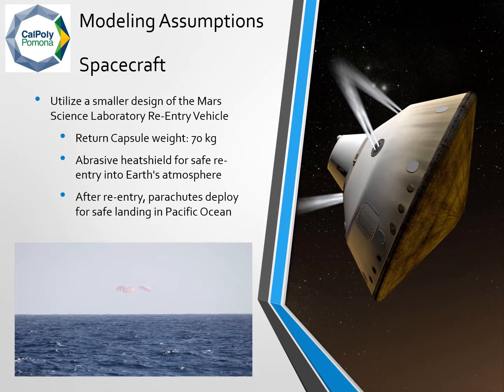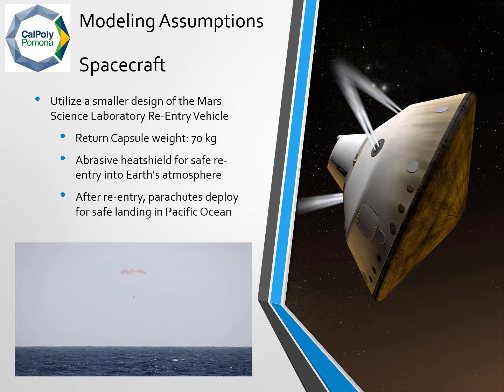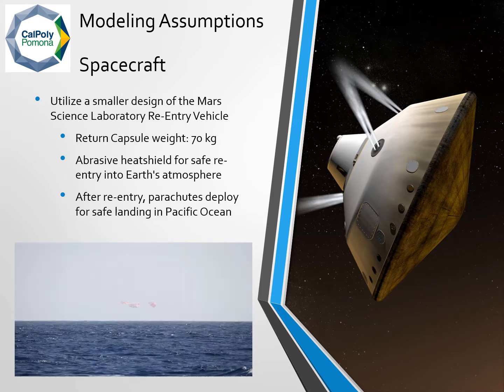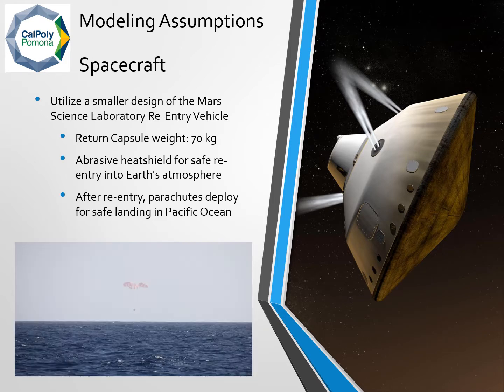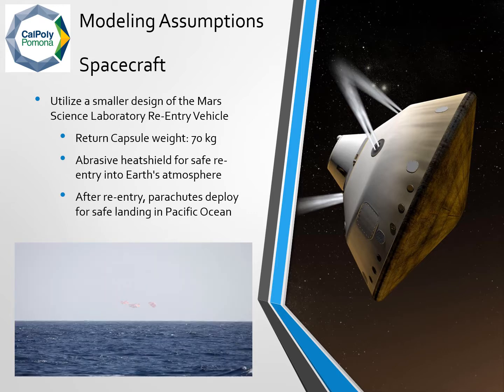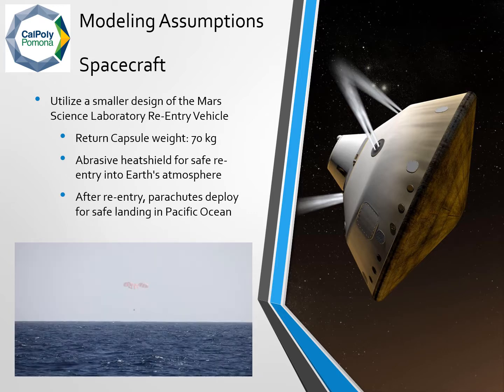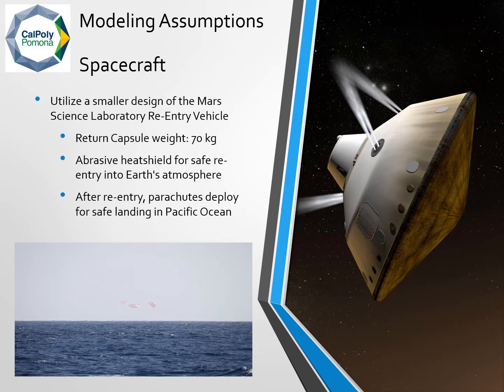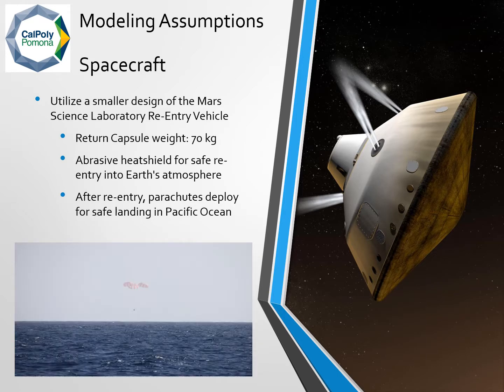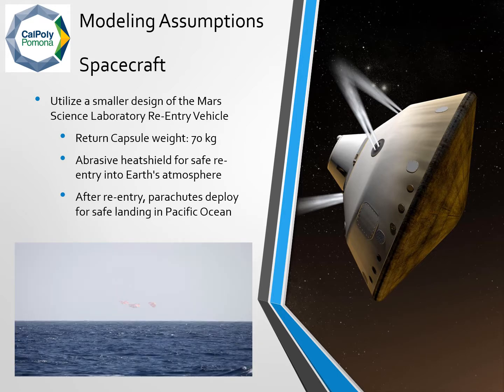Our spacecraft will be based on a smaller design of the Mars Science Laboratory re-entry vehicle with a return capsule weight of 70 kilograms. It will be equipped with an abrasive heat shield for safe re-entry into the Earth's atmosphere, plus parachutes that deploy in time before landing in the Pacific Ocean.